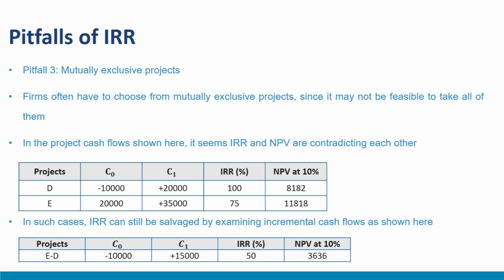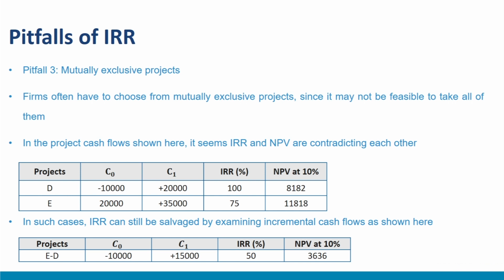Many times here, IRR can be misleading. For example, consider the projects D and E here. Here also, it seems that IRR and NPV rules contradict each other. The IRR rule suggests that project D is more profitable. In contrast, NPV rule suggests that project E is more profitable. In such cases, IRR rule can be salvaged by examining the IRR on incremental cash flows. Let us look at how to do it.